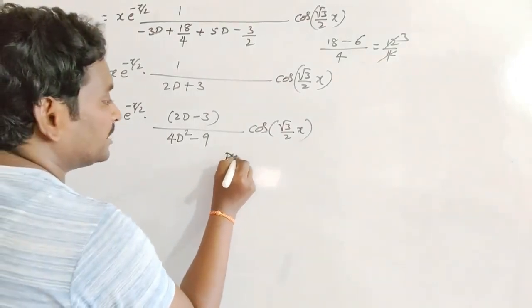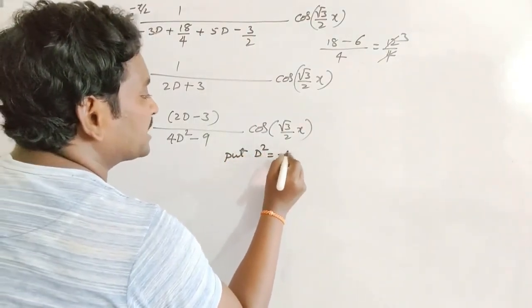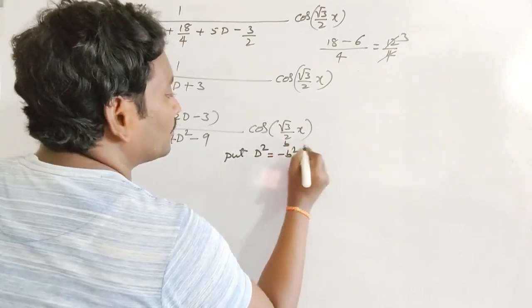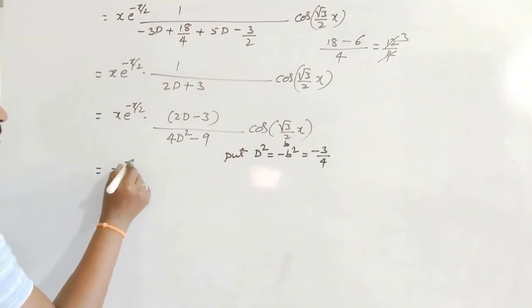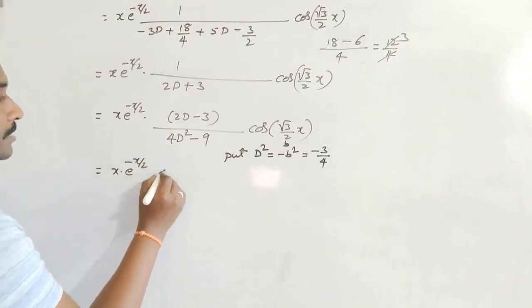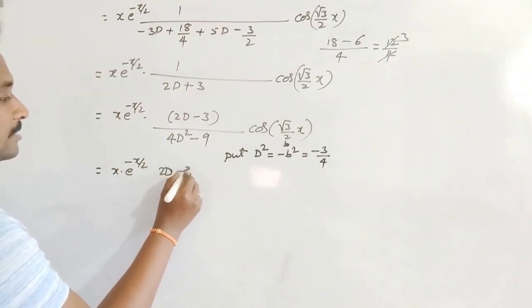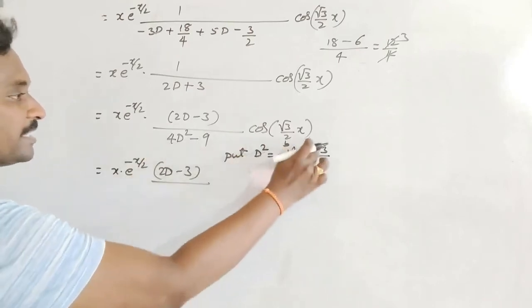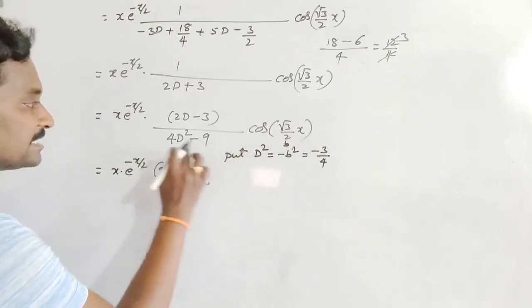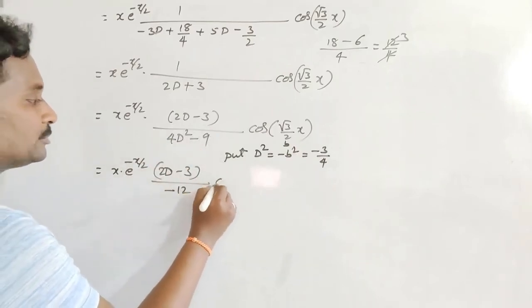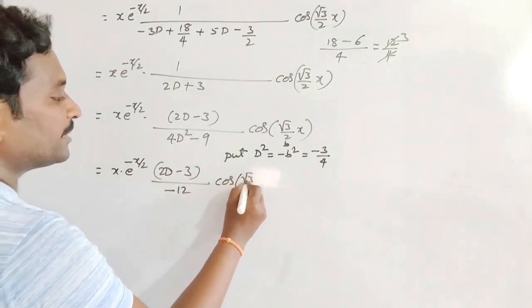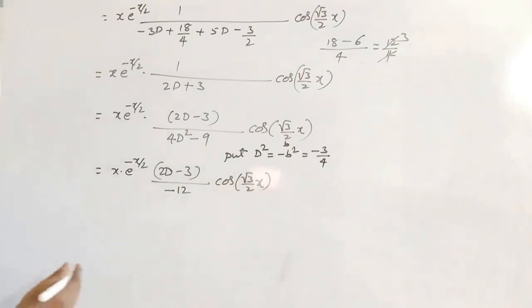Again we have to replace D square is equal to minus... it would be minus 3 by 4. Okay. So x into e power minus x by 2 into 2D minus 3 whole by 4 into minus 3 by 4. 4 getting cancelled. Minus 3 is there. Minus 3 minus 9, minus 12, into cos of root 3 by 2 x. Still D is not eliminated.